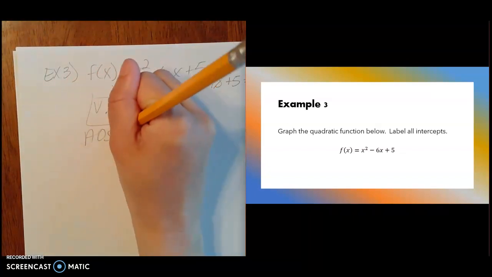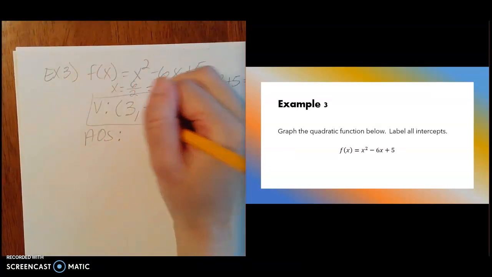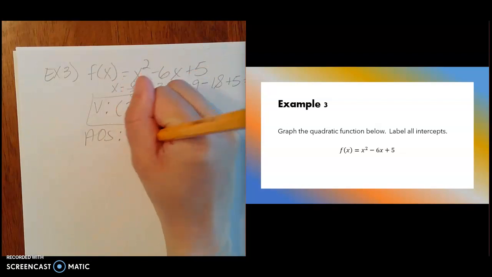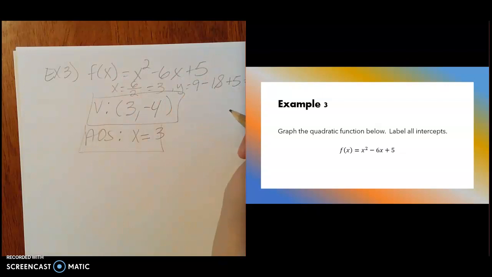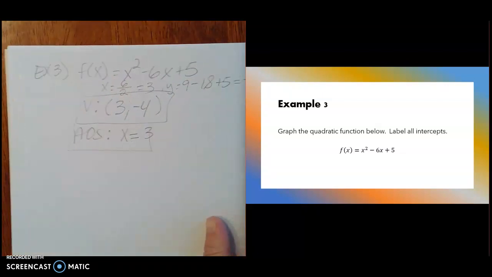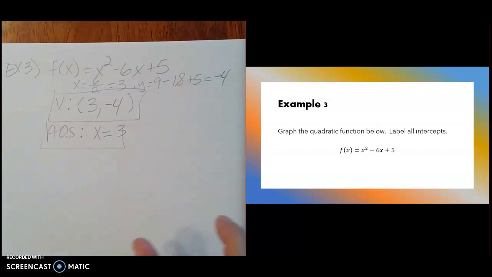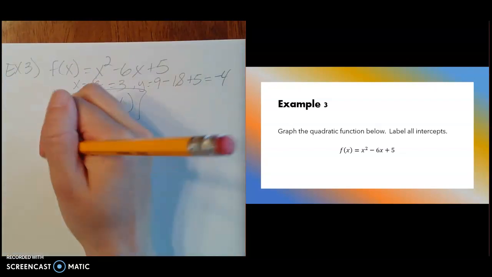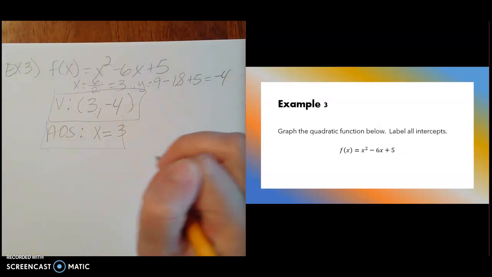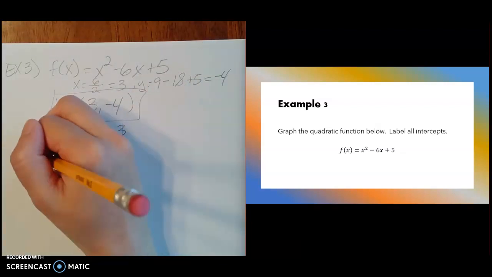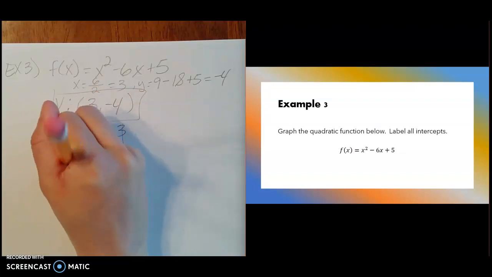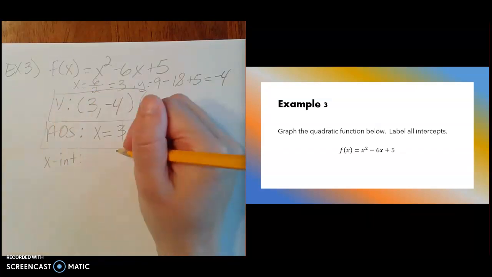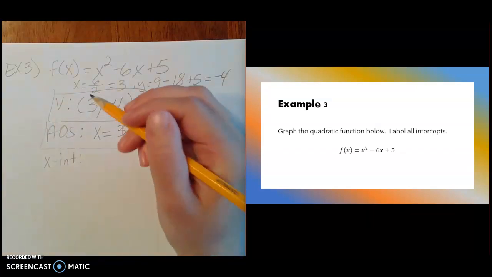Our axis of symmetry would be the vertical line going through that vertex. So x equals the x-coordinate, which is 3. And then it says, hey, why don't you label your intercepts too? You can actually find all of your intercepts from the equation pretty easily, okay? Just a reminder about intercepts, they happen when the other value is 0. So if you're trying to find your x-intercept, it happens when your y value is 0.